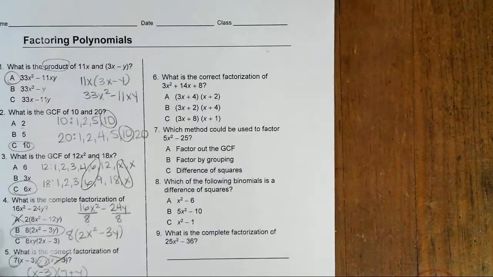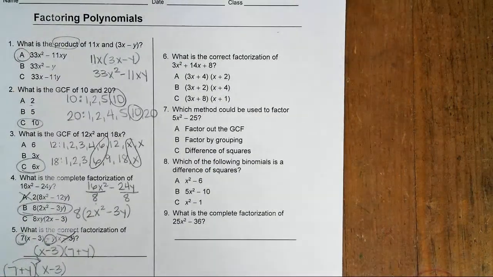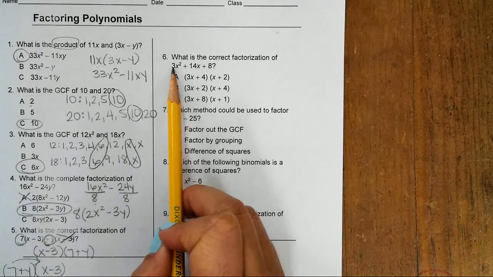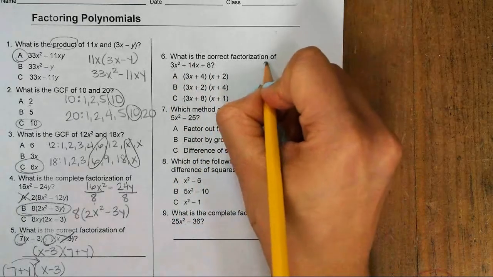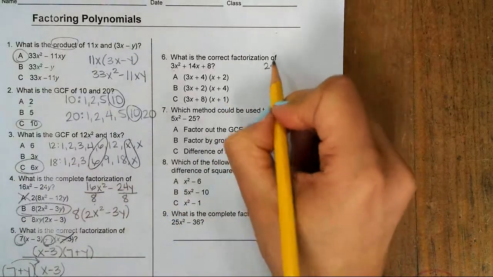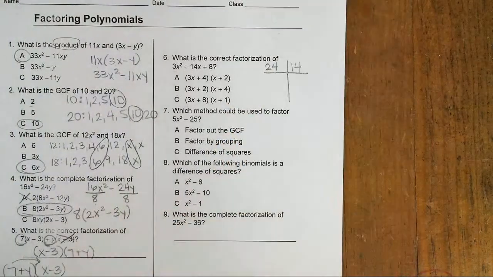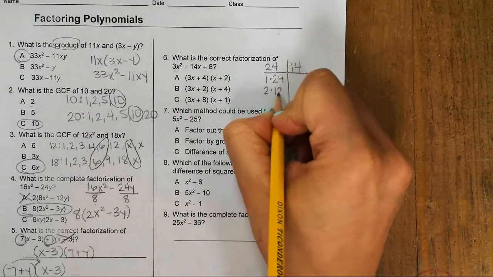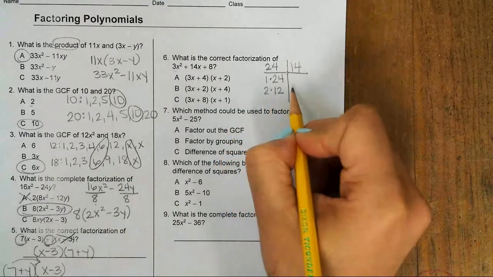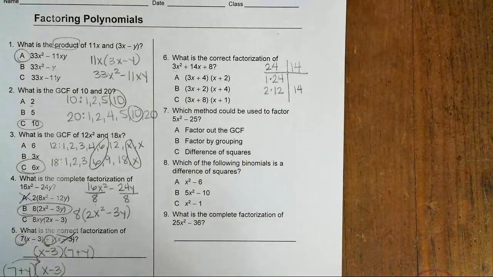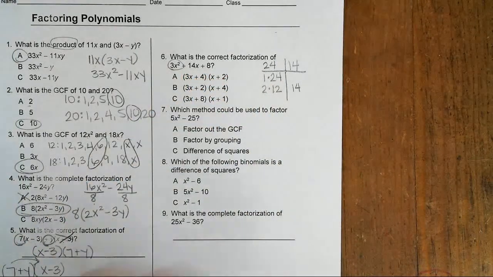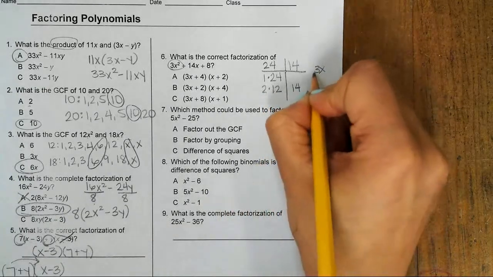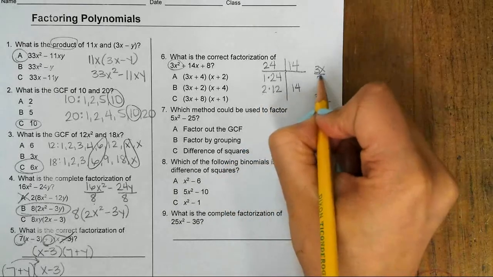So let's move on. What is the correct factorization here? Remember, when you have a coefficient on the outside of your trinomial, I have to do 3 times 8, which gives me 24. And so I'm looking for factors of 24 that add up to 14. So I've got 1 times 24, 2 times 12, and I can stop here because I know that 2 plus 12 gives me my 14. So I'm going to write my first term as 3x and 3x as two different numerators. Now I'm going to do 2 and 12.